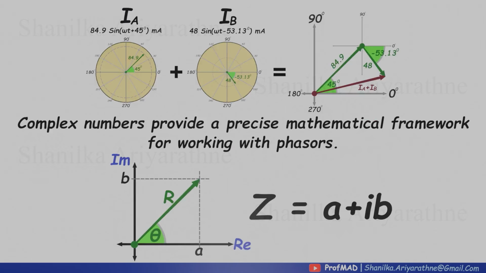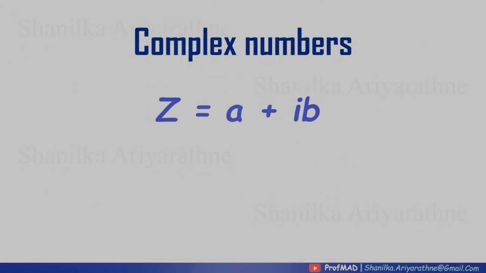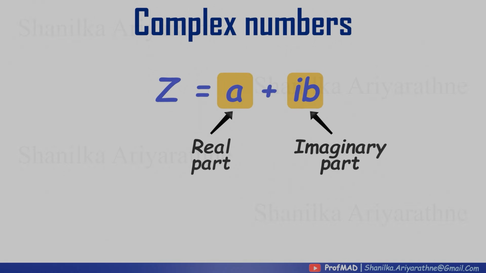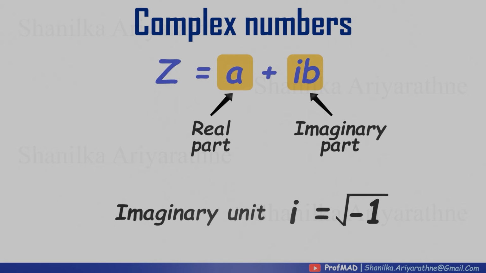And because the math behind complex numbers is already well established, it allows engineers to turn complicated circuit problems into much simpler algebra problems. As you'll see, once we start using complex numbers, these calculations become much more straightforward and a lot more systematic. Complex numbers have two parts, a real part and an imaginary part. The imaginary unit is written as i, and it represents the square root of -1.